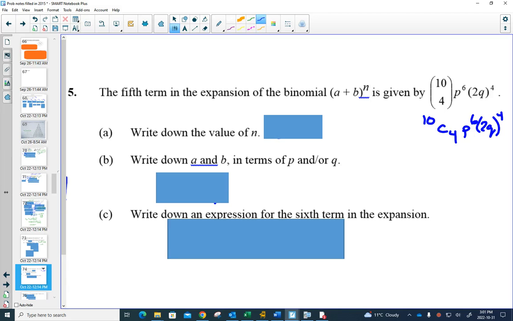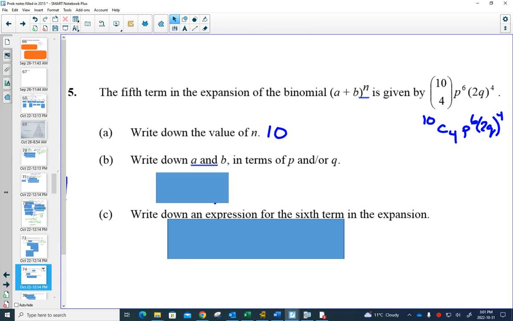And then they're asking, can you see from the equation that n has to be 10? And then write down the values of a and b in terms of p and or q. This is easier than you think. But sometimes they ask easy questions in what appears to be a hard way. Like, write down a and b in terms of p and q.